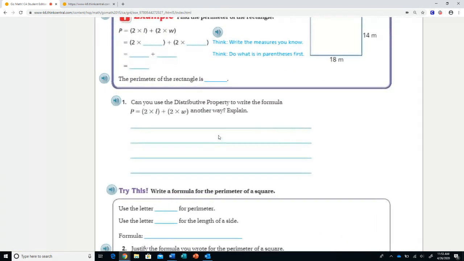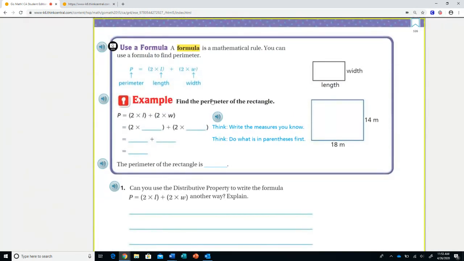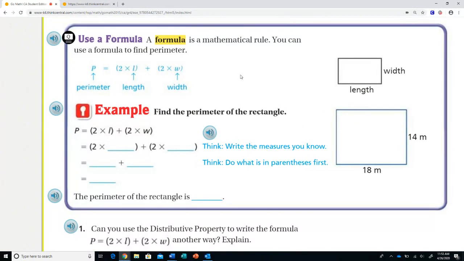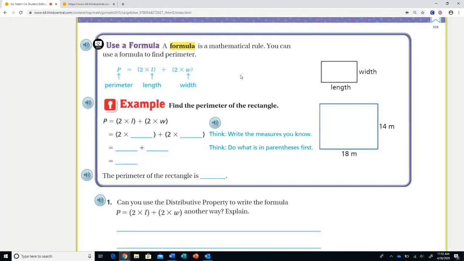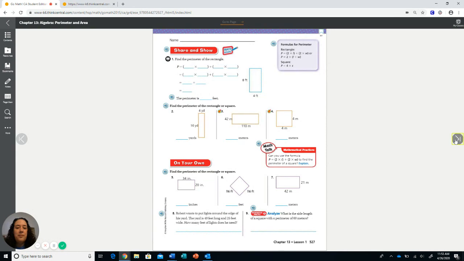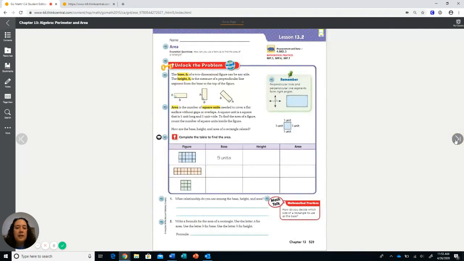So next page, we have another word that is highlighted in yellow in your book. This will help you with another question that has to do with formula and what a formula is. And I'm just going to scroll back through here, and we get to lesson 13.2.